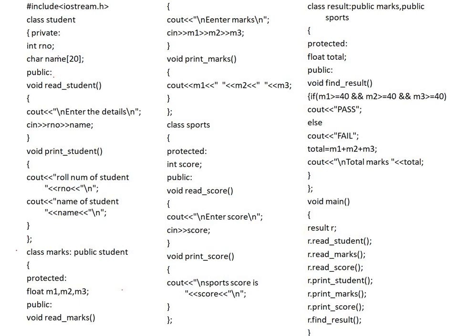Next, here we have defined class marks, colon operator followed by public student. So under the class marks we have defined two sections, protected section and public section. Under the protected section we have declared three data members, m1, m2 and m3, to read the marks of three subjects. Under the public section we have defined two member functions, they are read underscore marks and print underscore marks.